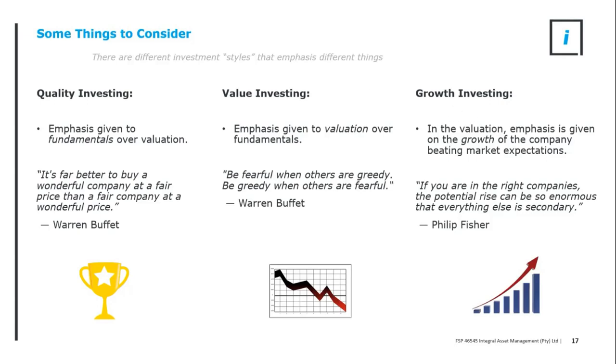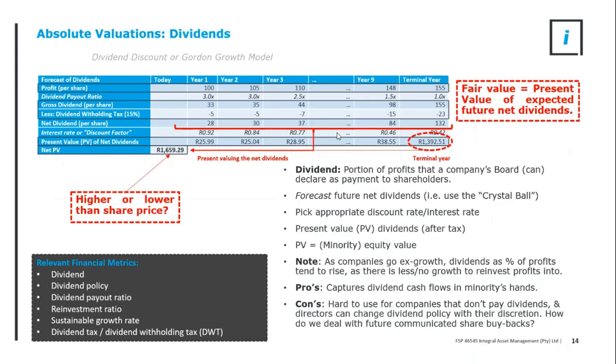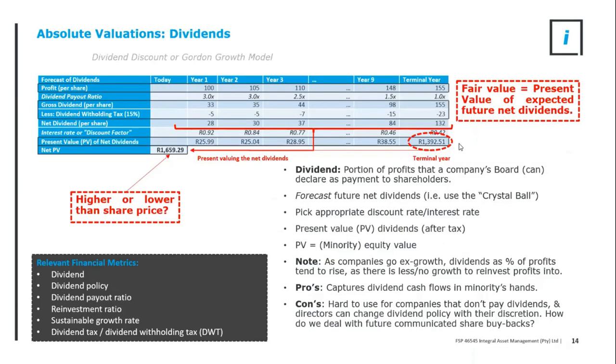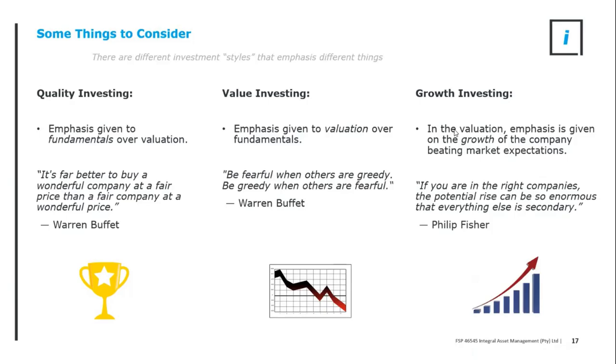Then we get something called growth investing. Now, growth investing within the valuation step, within looking at these forecasts, their emphasis will be finding companies that are growing so much faster than the market expects. So in the valuation, the emphasis is given to the growth of the company beating market expectations. Philip Fisher said it well. He says, if you're in the right companies, the potential to rise is so enormous, everything else is secondary.